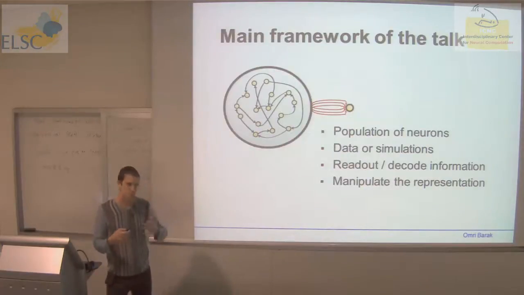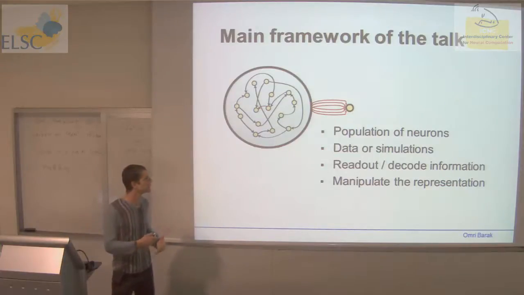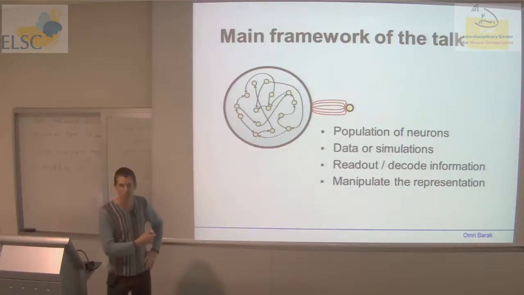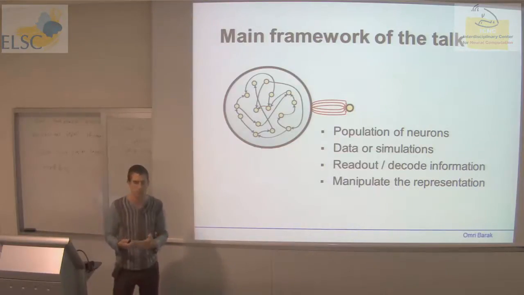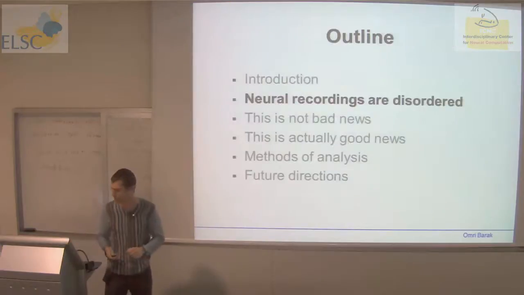The method I will use throughout the talk is to consider a population of neurons, either from experimental data or from simulations, and then try to read out or decode information. I will do this using a linear readout, with the motivation being that the information has to be easily accessible, not just there. It has to be accessible to single neurons. I will try to manipulate the representations in various ways to ask what types of representations are good for decoding information. So first, neural recordings are disordered.